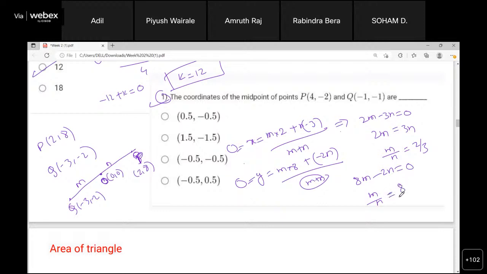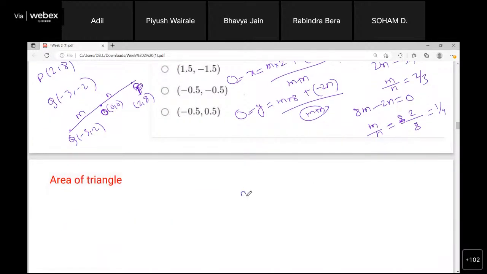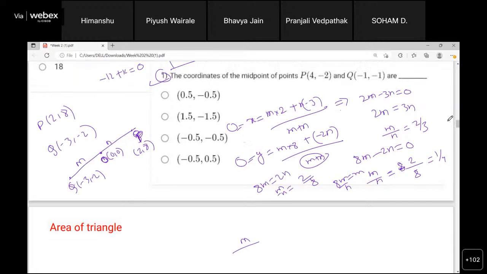So m by n will be, no, not 1/4. So it will be 2 by 8. It is 1/4. Okay, let me check. Sir, it should satisfy both the condition. It will be 8 by 2. M by n will be 2 by 8, na? 8m equals to 2n. Sir, it will be 8 by 2 because m is in numerator and n is denominator.